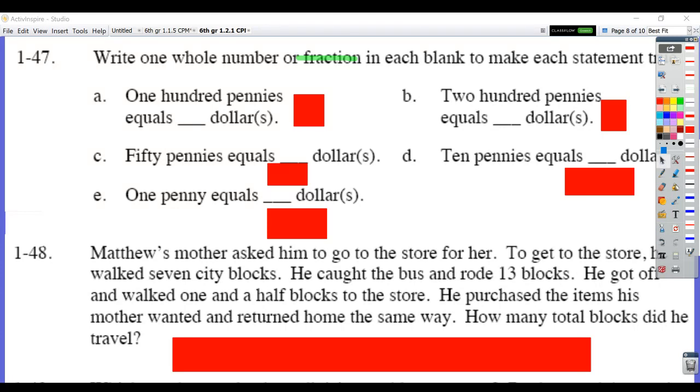Then for 148, it says Matthew's mother asked him to go to the store for her. To get to the store, he walked 7 city blocks. He caught the bus and rode 13 blocks. He got off and walked 1.5 blocks to the store. He purchased the items his mother wanted and returned home the same way. How many total blocks did he travel? It does not say you have to make a diagram, but if you want to, you could. Otherwise, he's walking 7, riding 13, walking 1.5, and then gets to the store and goes back the exact same pathway. So how many total blocks did he travel?